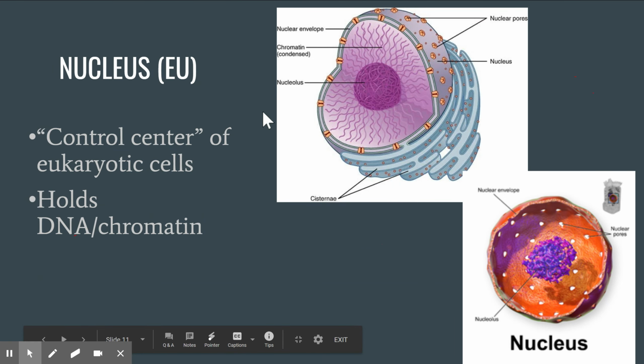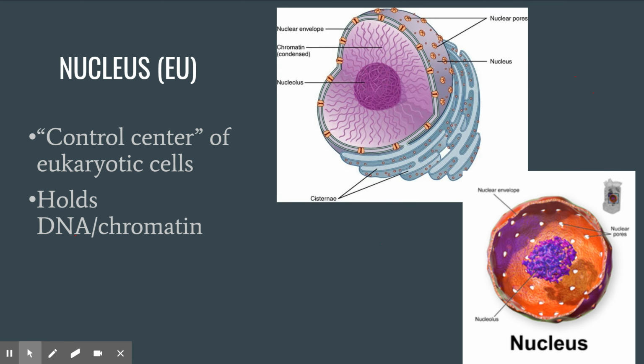The first one is the nucleus. Notice how I put EU next to it. That stands for part of a eukaryote. The nucleus is the control center of the eukaryotic cells. It decides what the cell is going to do. It's kind of like the boss of the cell. It says, make this protein. Cool. Make this lipid. Make this carbohydrate. Get this much energy. It sends out commands to the rest of the cell.